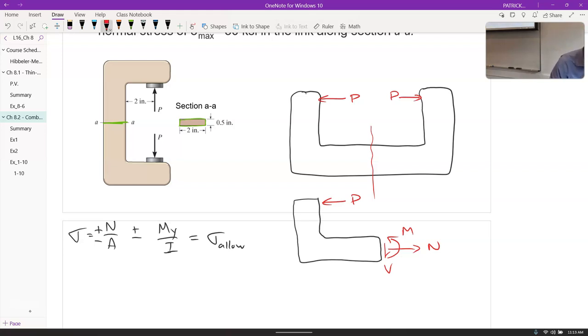So we need to solve for what these internal resultants are based on our problem. I'll give you a couple more minutes and we'll step through that.